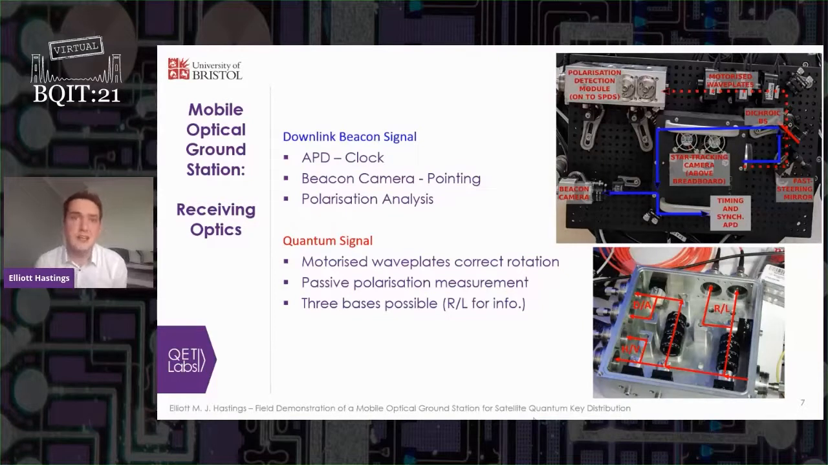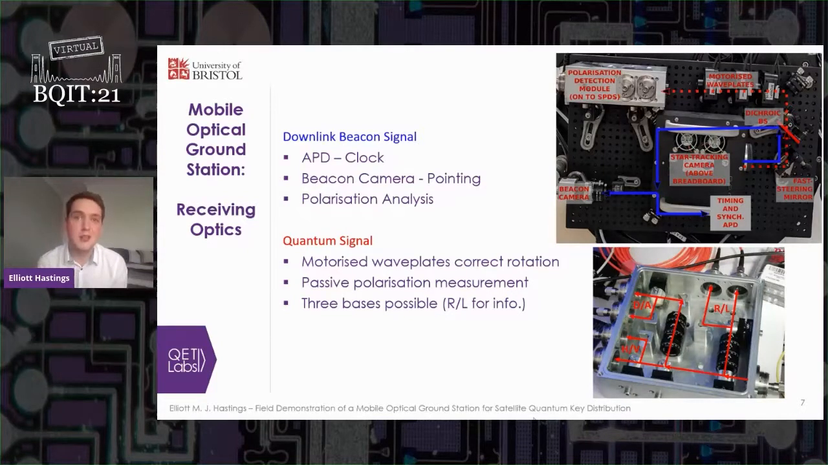A polarization analysis will be implemented in the near future, and this will drive motorized wave plates in the QKD beam path to correct for rotation of the satellite's reference frame. The QKD signal is then directed to a polarization detection module. This is pictured in the bottom right and uses beam splitters and static wave plates to passively choose one of 3 polarization bases in which to measure.